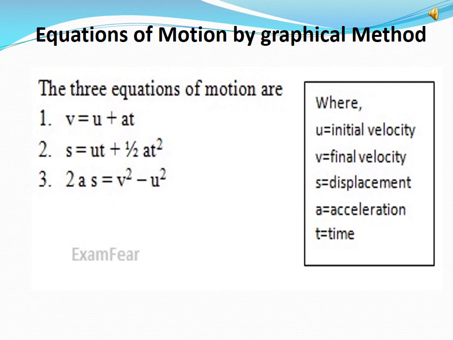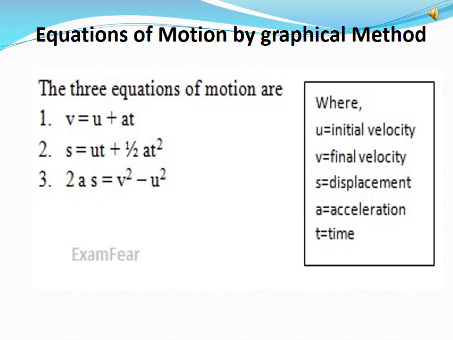First, u is the initial velocity, v is the final velocity, s is the displacement, a is the acceleration of the body, which is uniform acceleration, and t is the time taken by the body to cover the distance or displacement s. The first equation represents the relation between velocity and time.